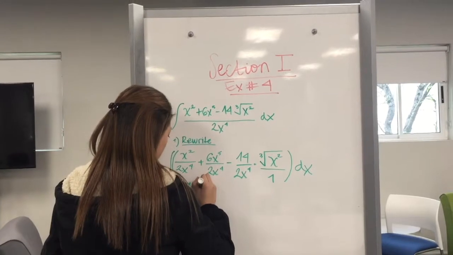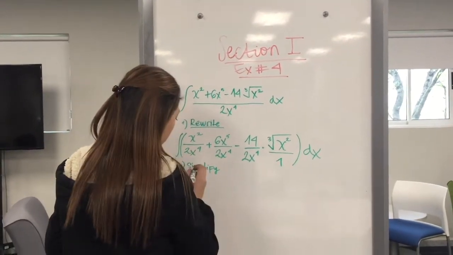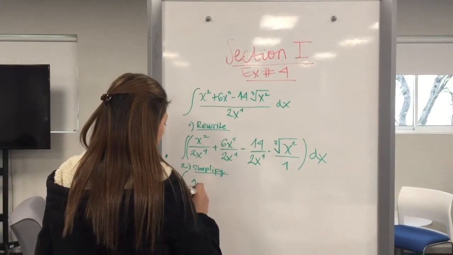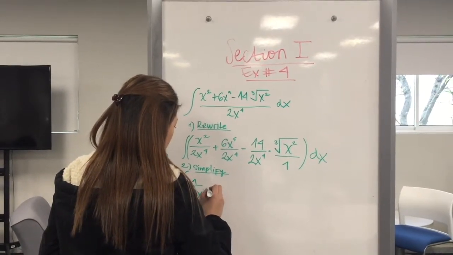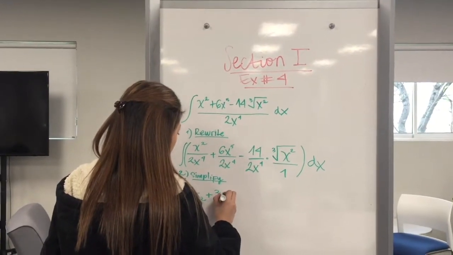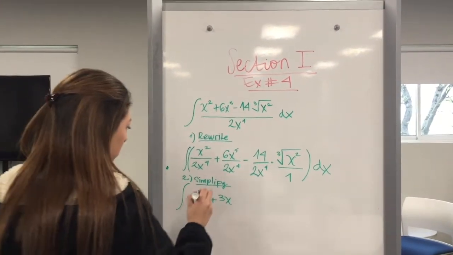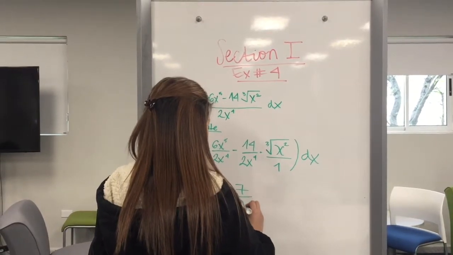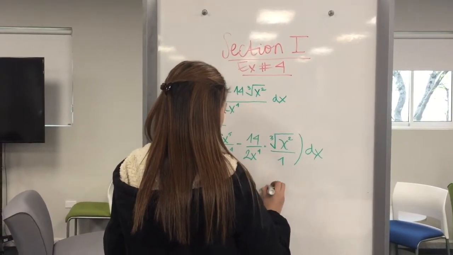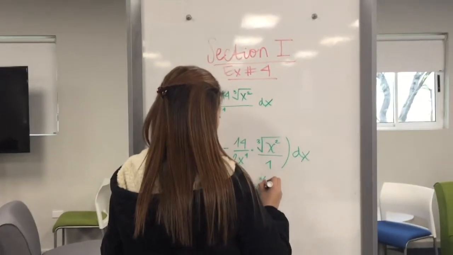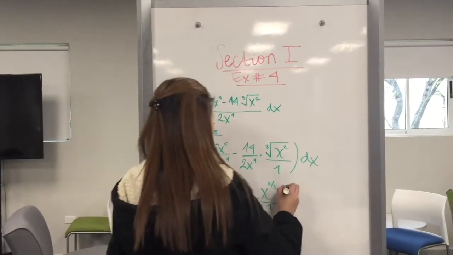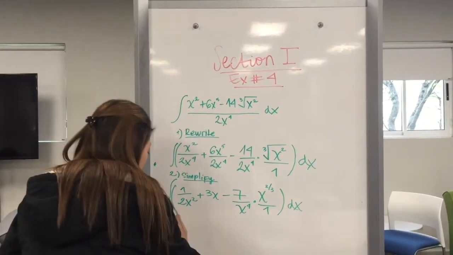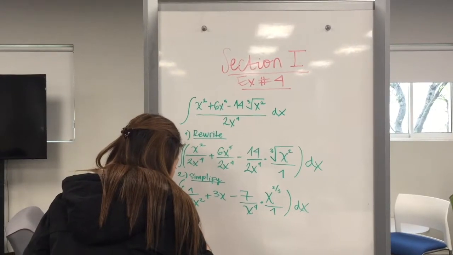Now the next step is to simplify. So the x squared of the numerator cancels out and it is left 1/2 by 1 over x squared plus 3x, because 6 divided by 2 is 3 and x raised to the fifth divided by x raised to the fourth is x, minus 7 over x raised to the fourth by x raised to the 2/3 over 1 dx.